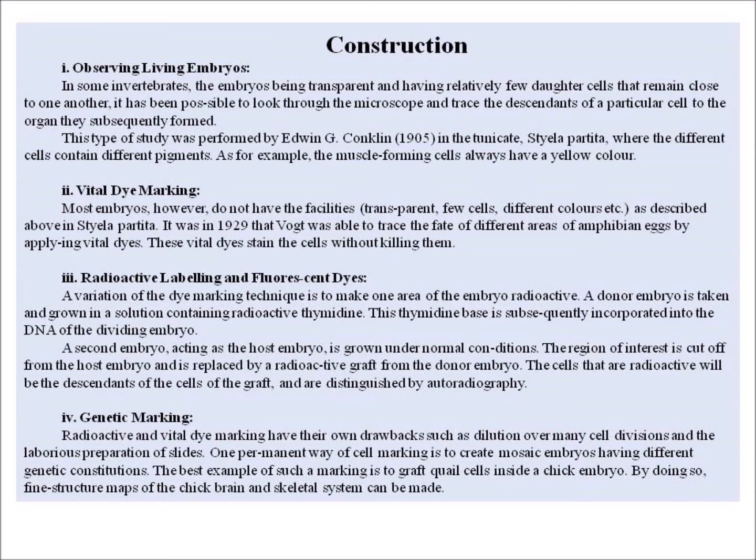Next is genetic marking. Radioactive and vital dye marking have their own drawbacks, such as dilution over many cell divisions and laborious preparation of slides. One permanent way of cell marking is to create mosaic embryos having different genetic constitutions. The best example of such a marking is to graft quail cells inside a chick embryo. By doing so, fine structure maps of the chick brain and skeletal system can be made.